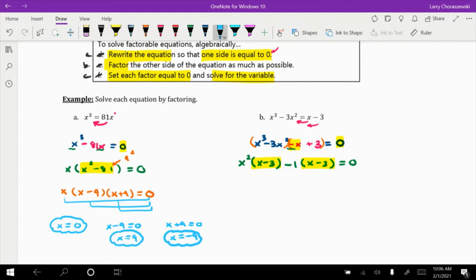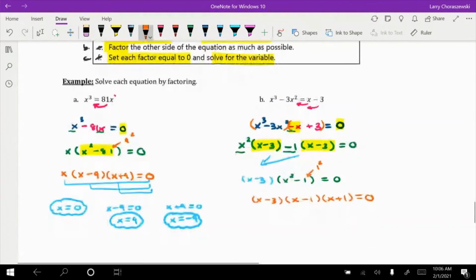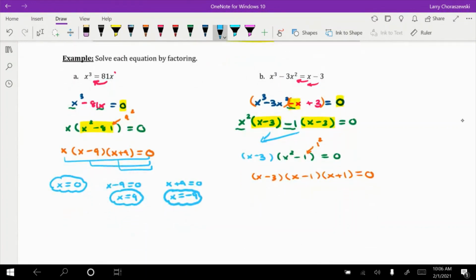All right, so we'll factor out x minus 3, and we'll have a second factor consisting of x squared minus 1, which 1 is the same as 1 squared, so we actually have another difference of 2 squares. We'll factor as x minus 1, x plus 1. And just like in the last problem, we can set each factor equal to 0 to solve for x. Hence why it's called the factorable equation.